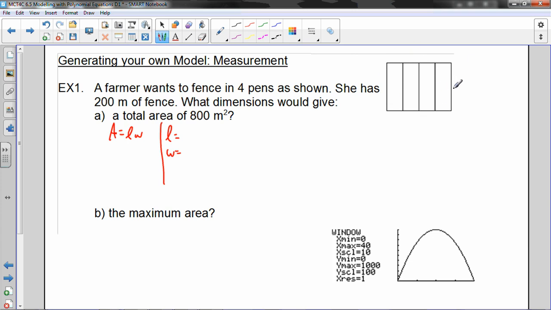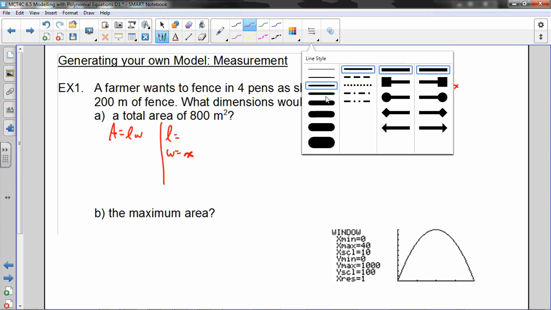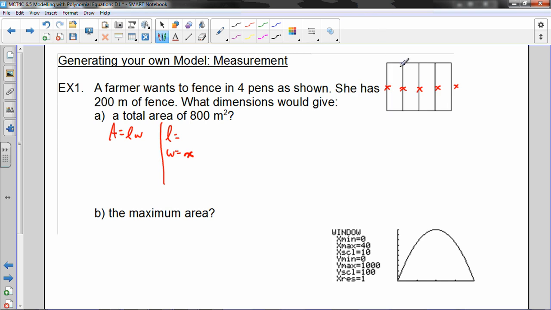So what am I going to do? I'm going to choose a value x and write it on there. I'm going to let that distance be x. And in fact, I'm going to call that the width of this farmer's field, the pens. I'm going to call that x. And so what's the length going to be then? Well, it's got to be however much is left over from the 200 meters of fence, right?